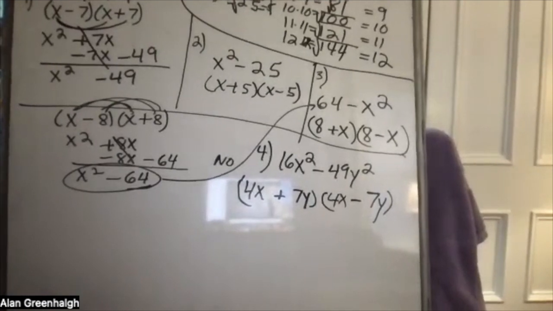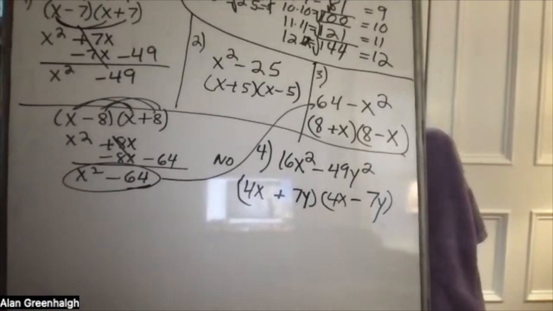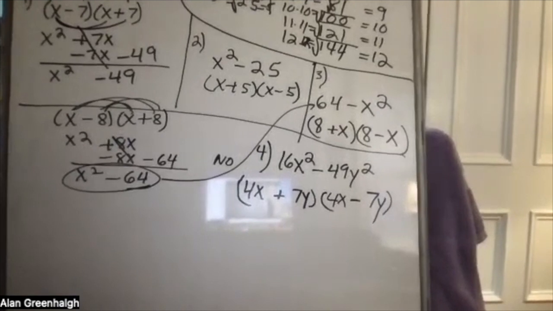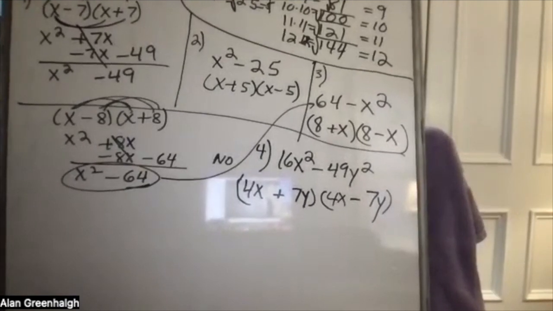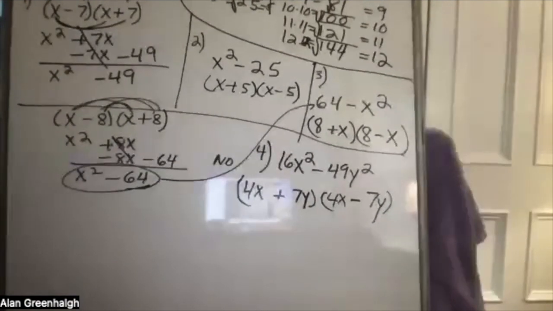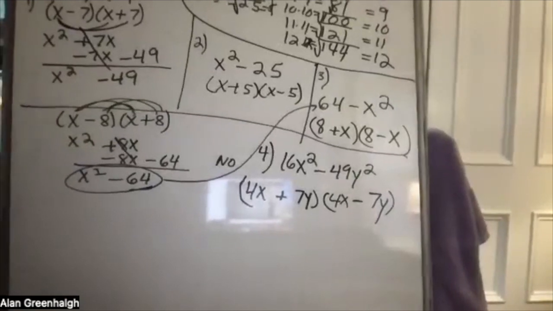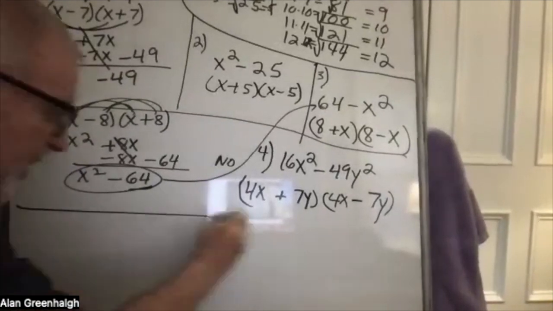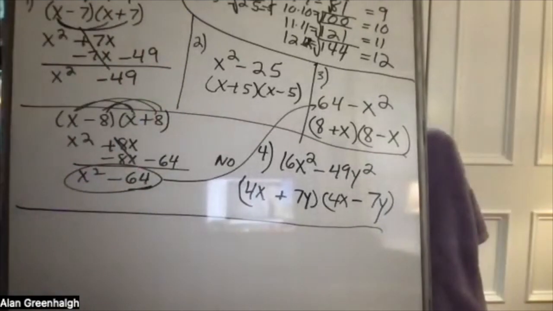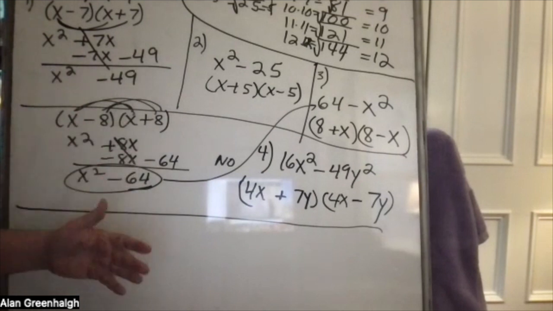Okay, is that clear to anybody? Does anybody have a question about that? Who's unsure about what happened there? Okay, good. All right, very good. Okay, so that's a difference of two perfect squares. And now we go on to the next type of factoring.